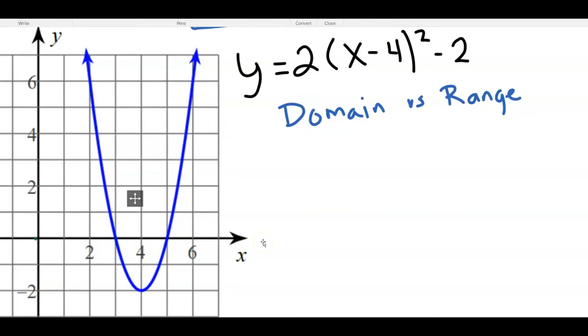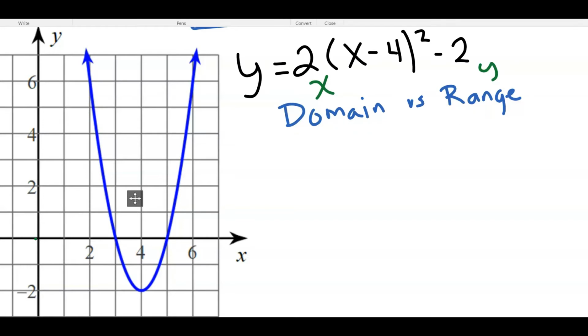Alright, now I want to look at domain and range. If you remember when we talk about domain and range, the way that you can remember this, domain is an x, range is a y. They go in alphabetical order. X comes before y in the alphabet, just like domain, D comes before R in the alphabet. So it kind of helps you keep it straight which one we're talking about.